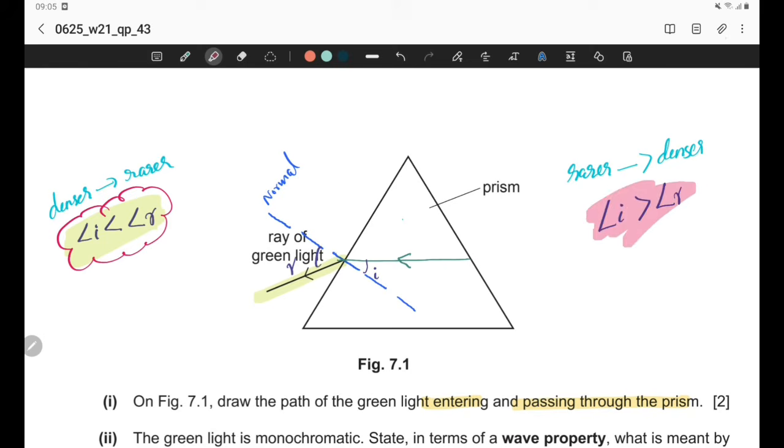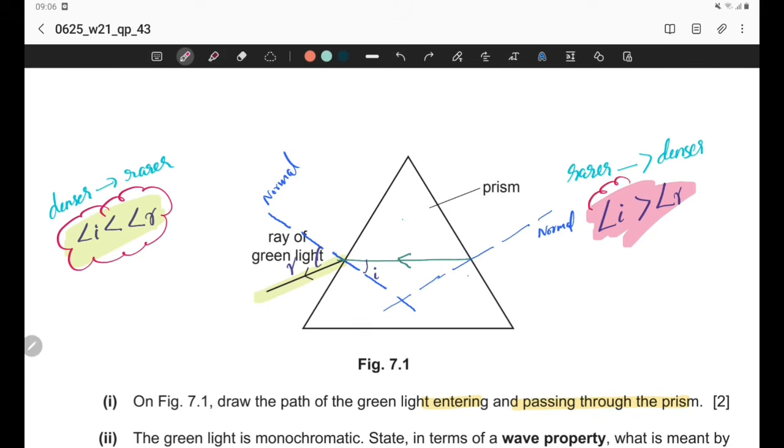So the second thing we have to do is draw the normal again first. Normal is nothing but a reference 90-degree line from the surface of the prism. So this is the normal, which makes 90 degrees with the surface. You can take a protractor and draw the normal. When you draw, you have to make sure the angle between the surface and the normal is 90 degrees. So we have to draw the normal first.